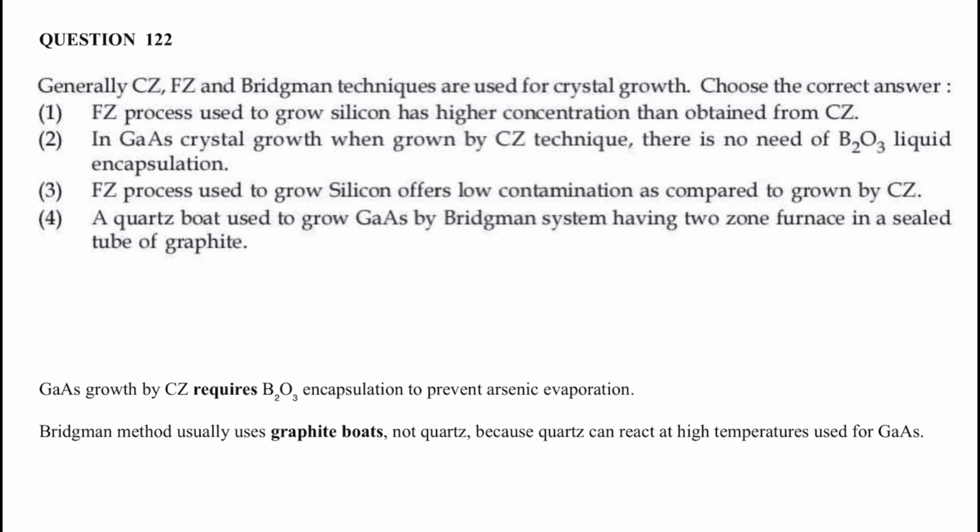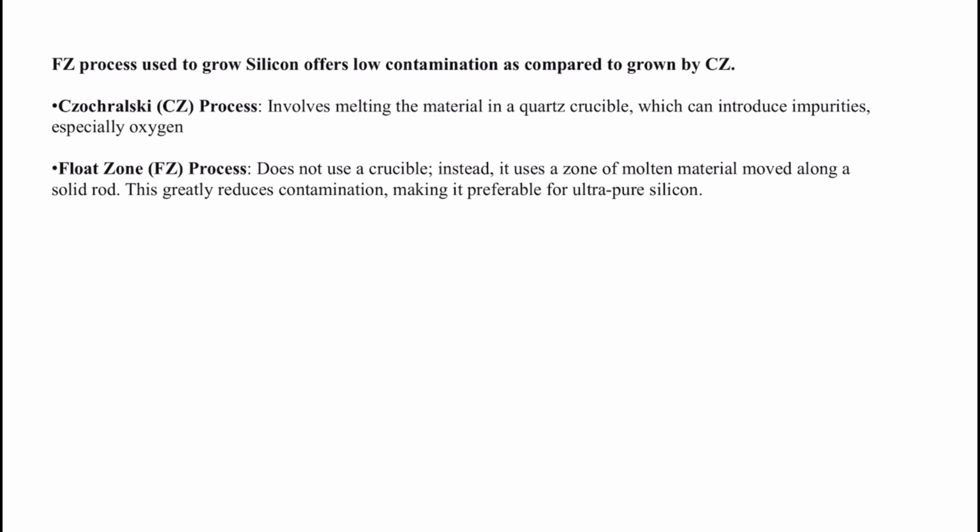Generally, CZ, FZ and Bridgman techniques are used for crystal growth. Which of the following is a correct answer? Let us see some points here. The FZ process used to grow silicon offers low contamination.